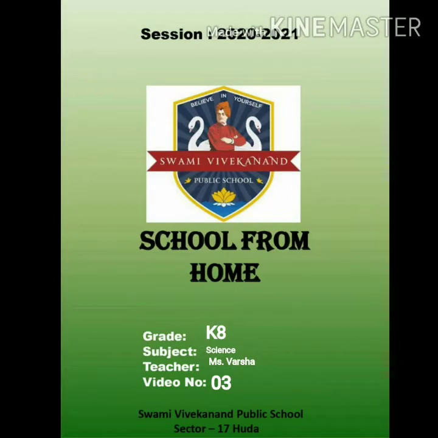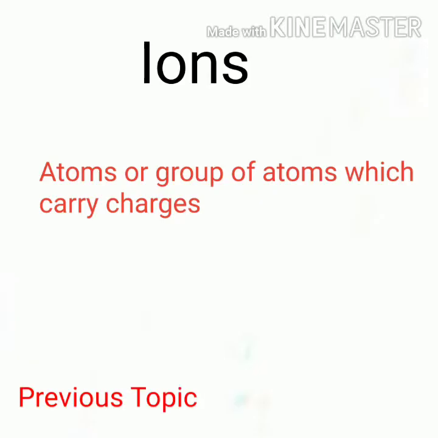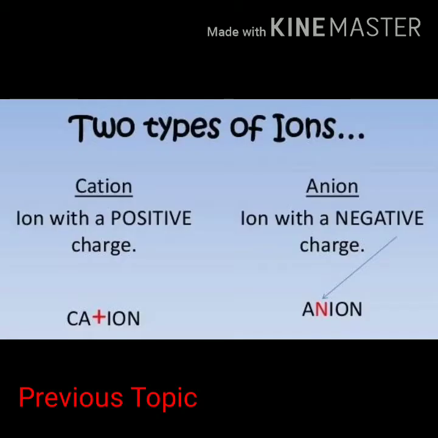I am Vasha ma'am, your science teacher, and today we will be continuing video 3 of chapter 4, chemical effects of electric current. So in the previous video, the first topic we discussed was ions. Ions are atoms or groups of atoms which carry charges. Ions are further classified into two types. The first is cation and the second is anion.